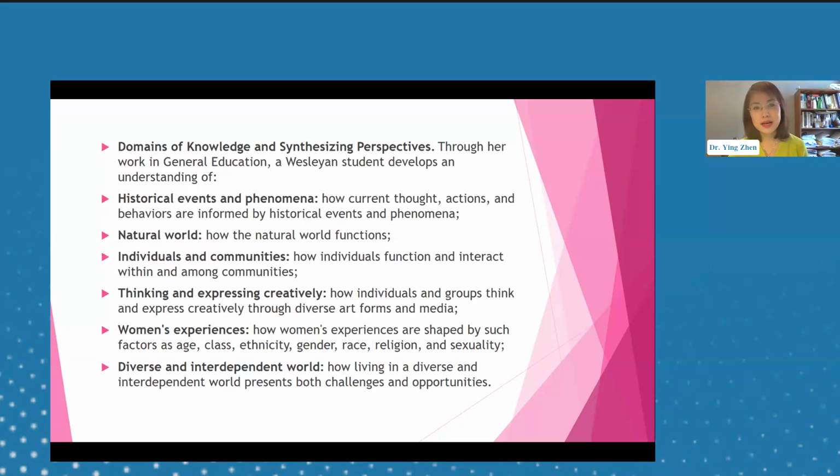The domains are historical events and phenomena, natural world, individuals and communities, thinking and expressing creatively, women's experiences, which, as a women's college, are definitely of great importance, and lastly, diverse and interdependent world. They are all very important domains. However, it's not easy to find the same amount of courses and categorize them under each domain. This has been a challenge, but we are trying very hard to find appropriate courses for each domain.